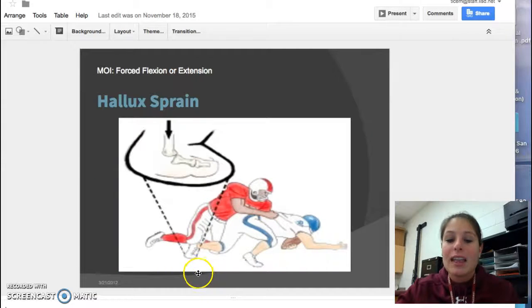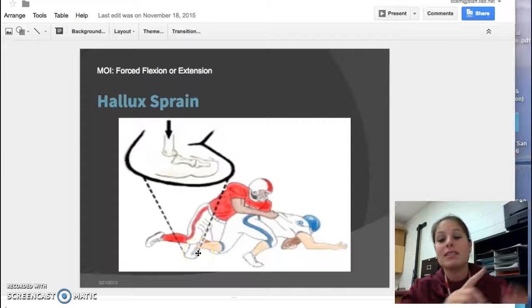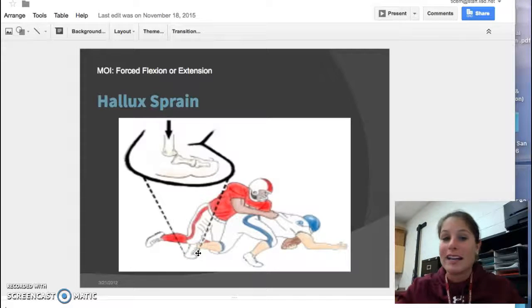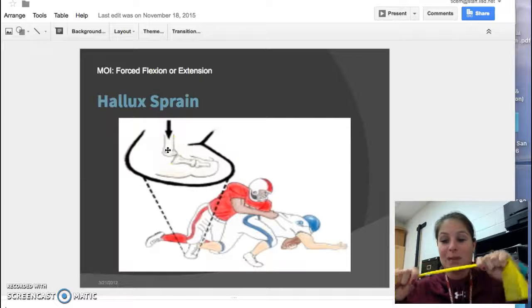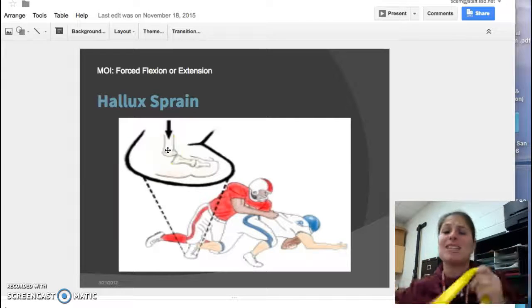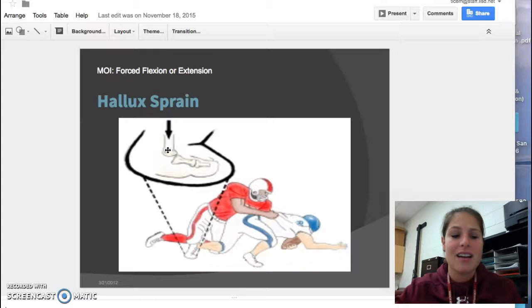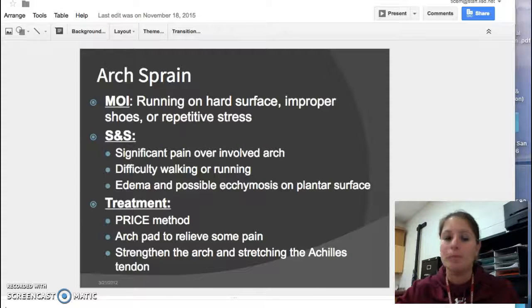All right, this is why they call it turf toe. Okay, this is our little picture of our toe. Our football player right here is being forced into hyperextension, and the ligament right here that is connecting those two bones is being overstretched, and that's where those fibers tear, okay? So this is a turf toe. Very, very common. We see this a lot, especially in soccer and football.